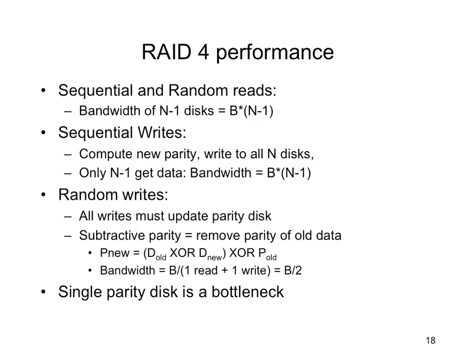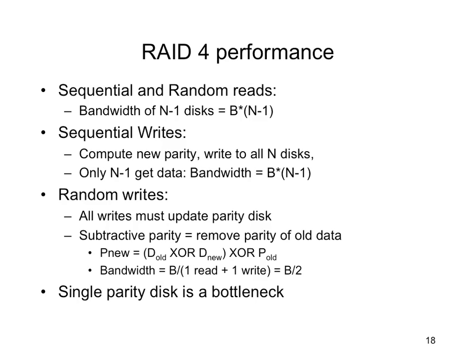So this means that we're writing to all n disks, but we're only writing n minus 1 disks of good data. So our sequential write performance is the same as read, it's B times n minus 1, because we're getting the bandwidth of 4 disks, even though we bought 5 disks. So that looks reasonably good. The challenge comes from random writes.